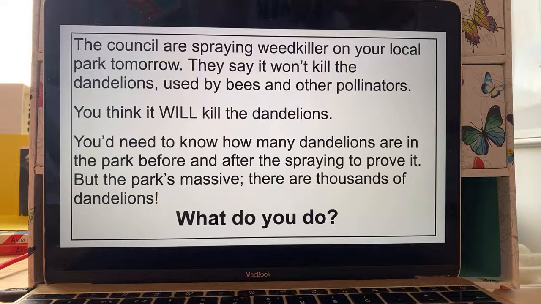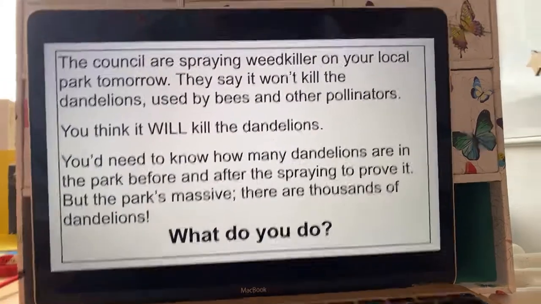So you're going to need to know how many dandelions are in the park before the spraying and then after the spraying to prove if the dandelions have been killed. But the park is massive. There are thousands of dandelions. What do you do? Hello, Science Alliance.